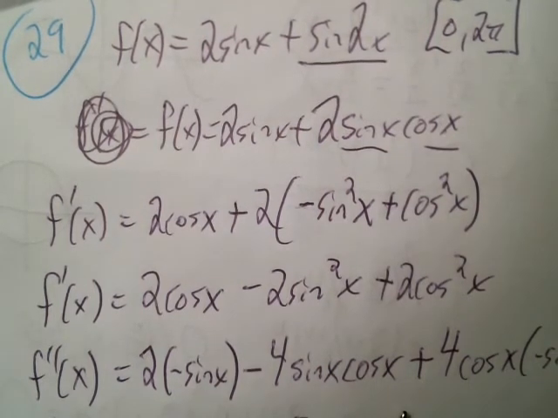Sine 2x. What is the sine of 2x? Sine 2x is 2 sine x cosine x. That's what I wrote.